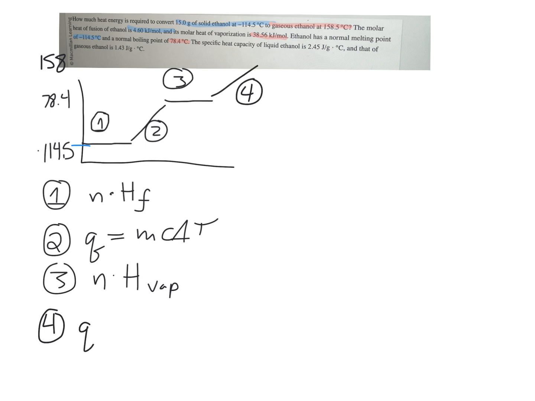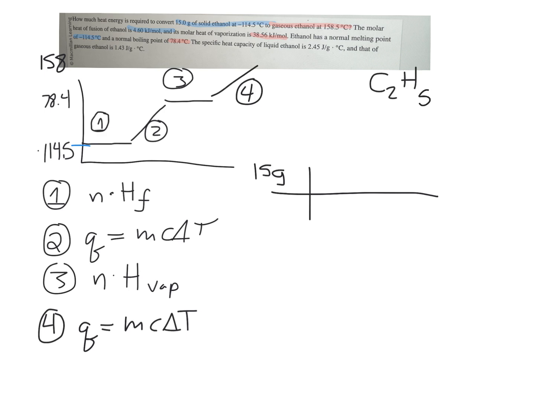And then our final leg of this problem is taking this gaseous ethanol and heating it from its boiling point at 78.4 degrees Celsius to some final temperature at 158.5 degrees Celsius. So if I look back at these equations, looking at leg 1, that's when I'm taking the solid ethanol and melting it, turning it into a liquid. Here it gives me a mass of ethanol. I don't have a number of moles, and that heat of fusion is given in kilojoules per mole. So I need to be working with moles of ethanol for these heat of fusion and heat of vaporization parts of these problems. So I'm going to turn this into moles.